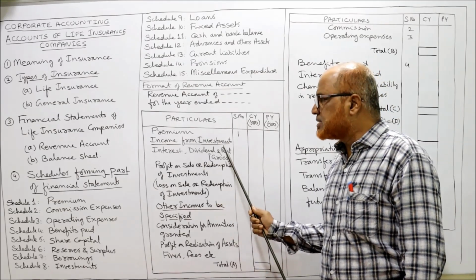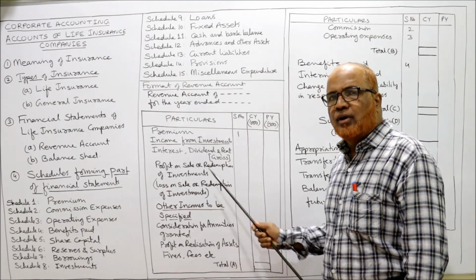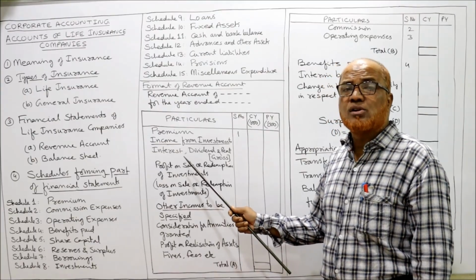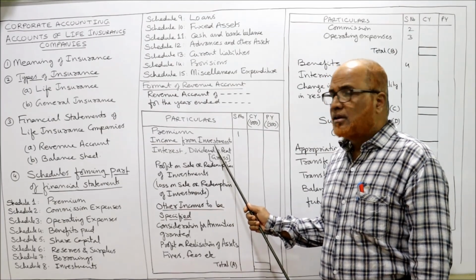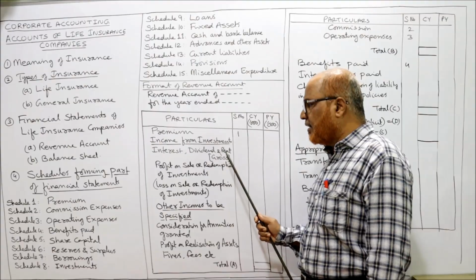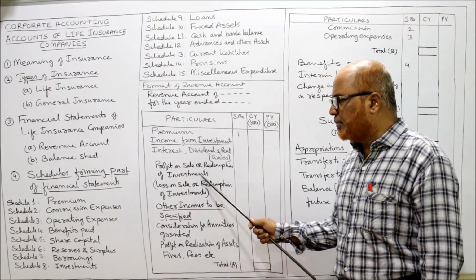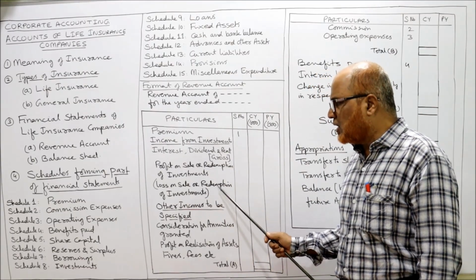Then income from investment, there is no schedule. We have to show all the values of income from investment. Investment income, interest, dividend and rent gross, profit on sale or redemption of investment, loss on sale or redemption of investment.